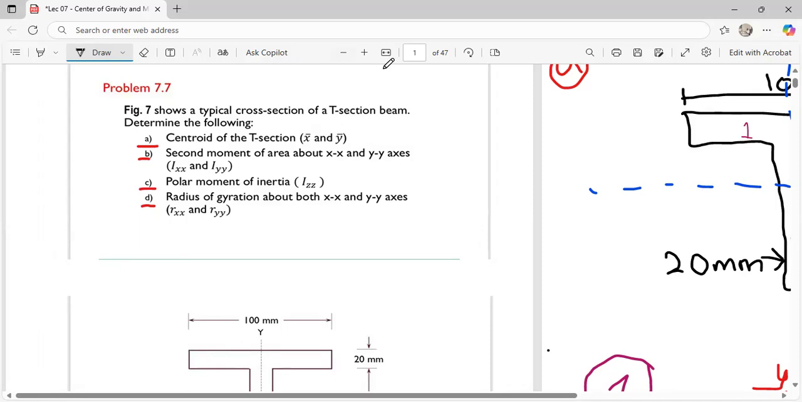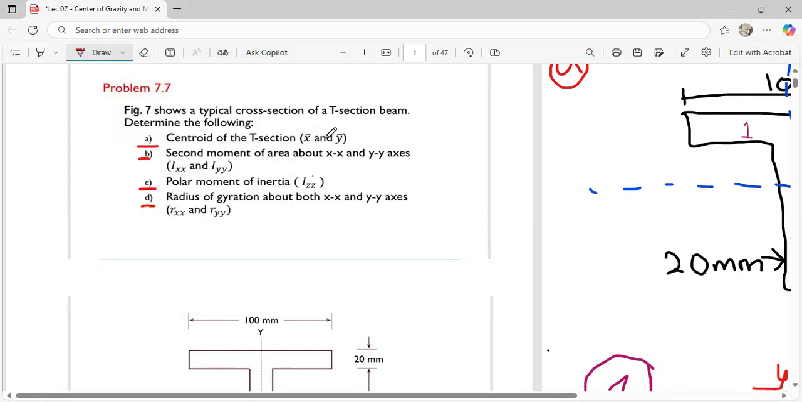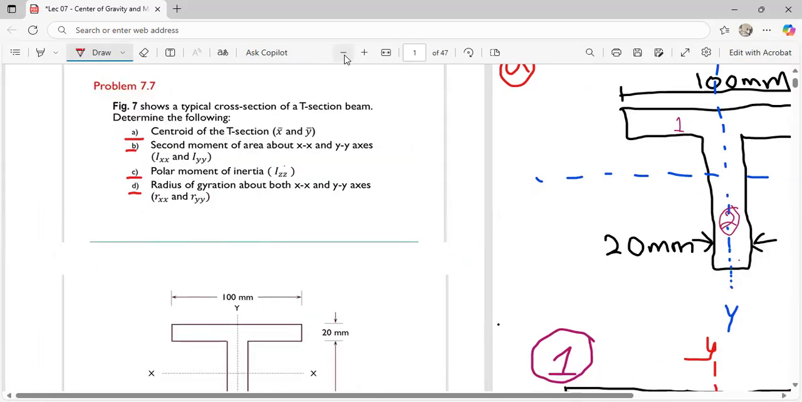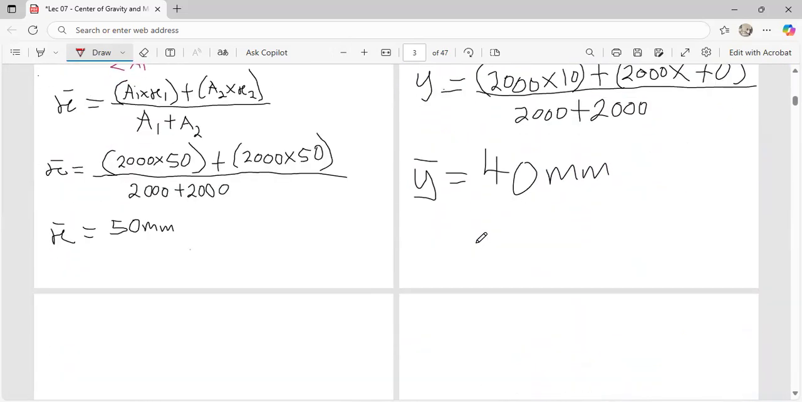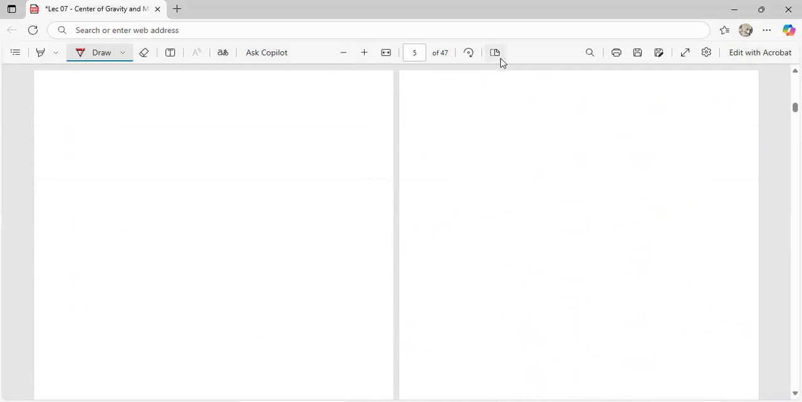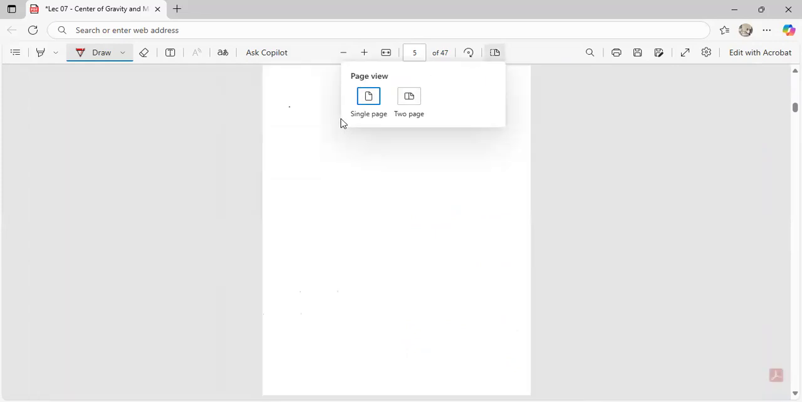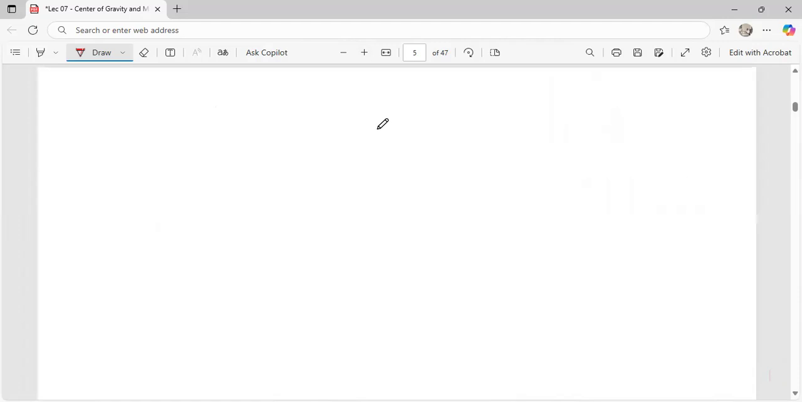Good. So it means that this time we are supposed to go and calculate for B, which is the second moment of area about XX and YY axis. That is where we have not learned yet, and that is what you are going to be learning now. Good. Let me quickly take a single page and let's see how best we can make things better.